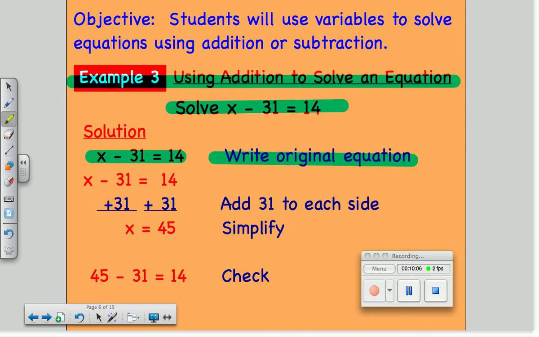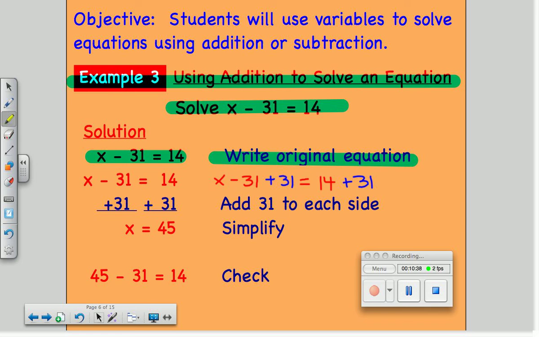Now, what do I do with this equation? By the way, if you want to keep it horizontal, you can. If you want to write x minus 31, and then I want the x by itself, so I'm going to add 31 to this side, equals 14. Well, if I add 31 to the left, I have to add 31 to the right. So if it's easier for you to write it this way, horizontal, instead of vertical, that's fine.